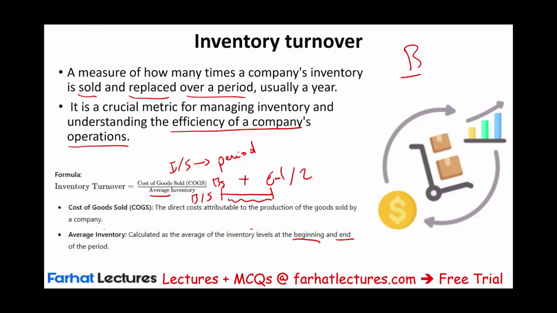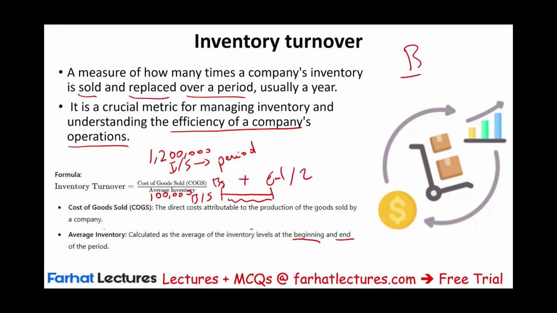Now, the best way to illustrate this is to look at an example, and let's assume, for the sake of illustration, our cost of goods sold is 1.2 million and our average inventory is 100,000.